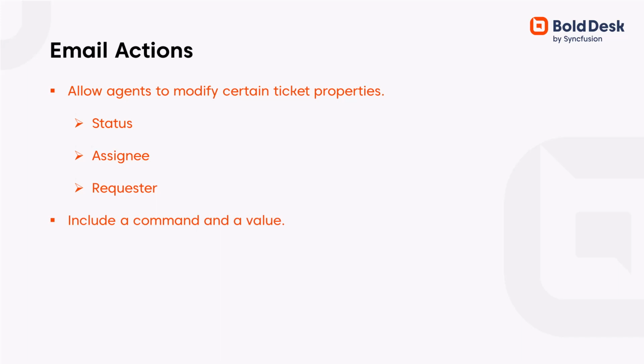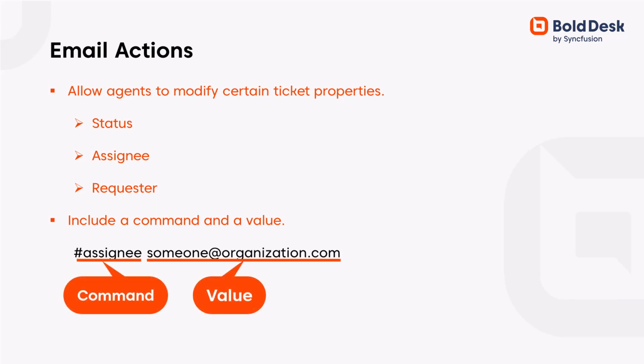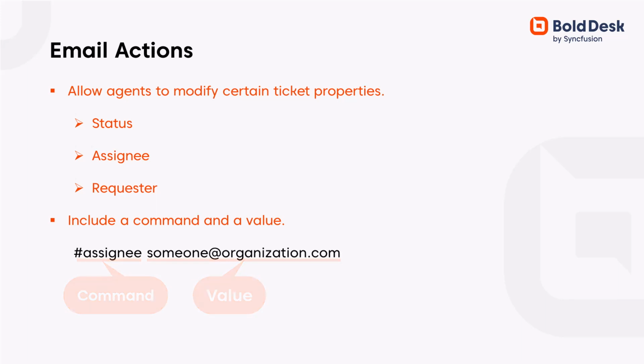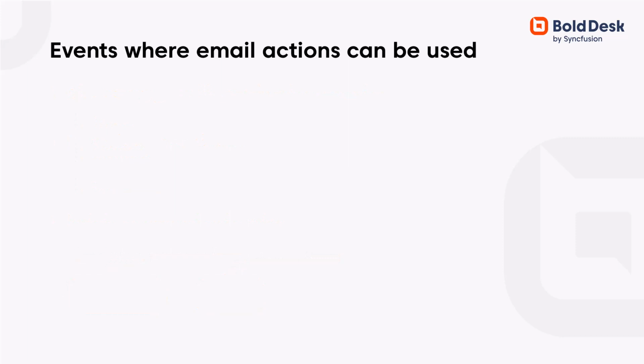To utilize email actions, it is necessary to include a command and its value within the body of your email. For example, to assign the ticket to an agent with the email address someone@organization.com, you should use #assignee someone@organization.com. This feature can be used for two events: creating a ticket and replying to a ticket email.